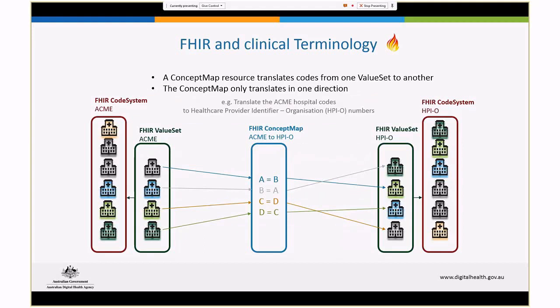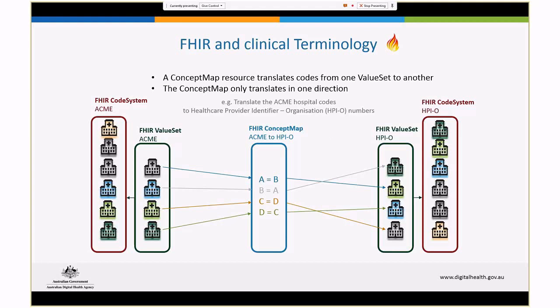And then we've got concept map right there in the center. And concept map is leveraging those value sets, and it's just a simple mapping, and it only goes in one direction. So on the left here, I've got my Acme hospital code system. I've selected a small value set for my use case, which is the FHIR value set for Acme.